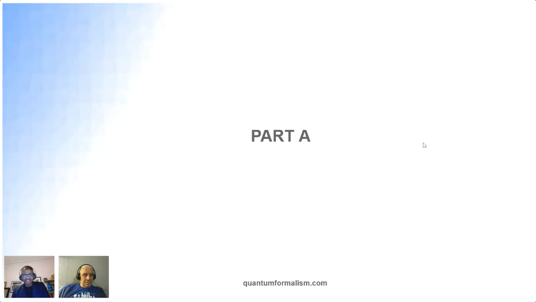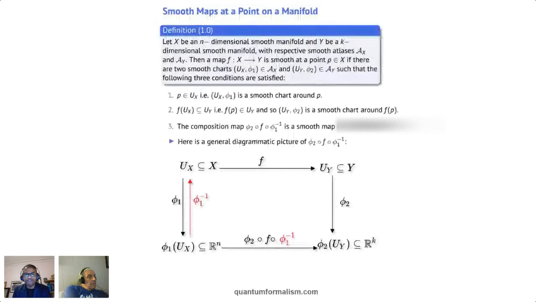Okay, so let's dive into part A. Part A is essentially, we have seen what smooth maps are from Rn to Rn. We have seen that the transition maps, which are maps from parts of Rn to parts of Rn, are smooth. So the idea is, can we use them? Can we actually extend the notion of smoothness to the manifold level? And the answer is yes. This is exactly what we are going to do with this definition.